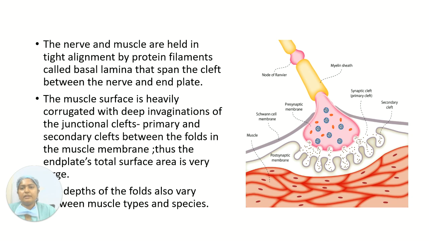The nerve and the muscle are held in tight alignment by protein filaments called the basal lamina that span the cleft between the nerve and the end plate. The muscle surface is heavily corrugated with deep invaginations of the junctional clefts, primary and secondary clefts between the folds in the muscle membrane. Thus, the end plate's total surface area is very large. The depth of the folds also varies between the muscle types and the species.